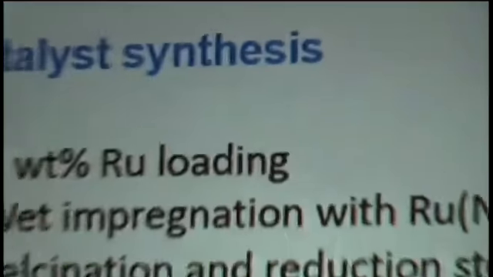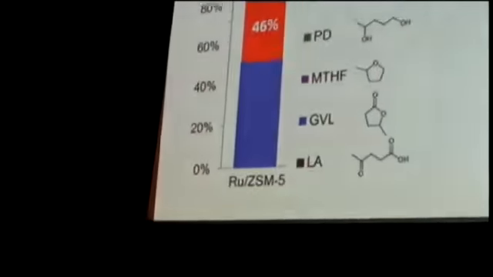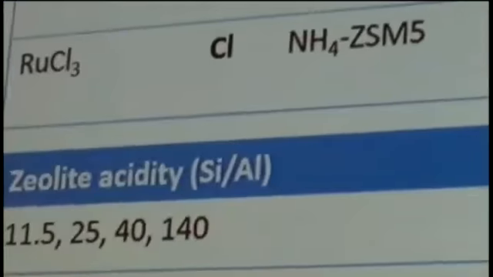So what we did, we played a bit with the ruthenium type, we played a bit with the zeolite type, and we played a bit with the silicon to aluminum ratio. These were our old conditions: wet impregnation with this particular precursor, and we had calcination and reduction steps. We changed this then, and we made a series of catalysts where we basically omitted the calcination step. That's the first important thing.